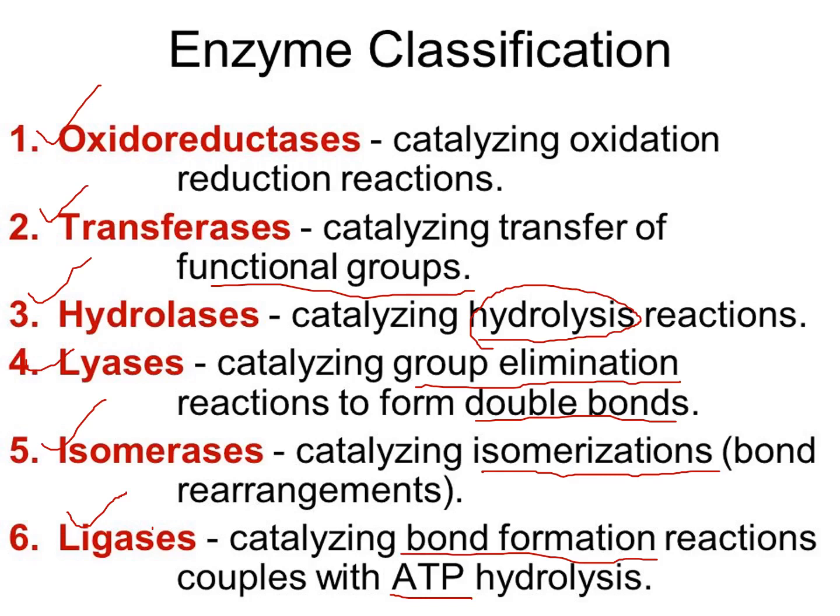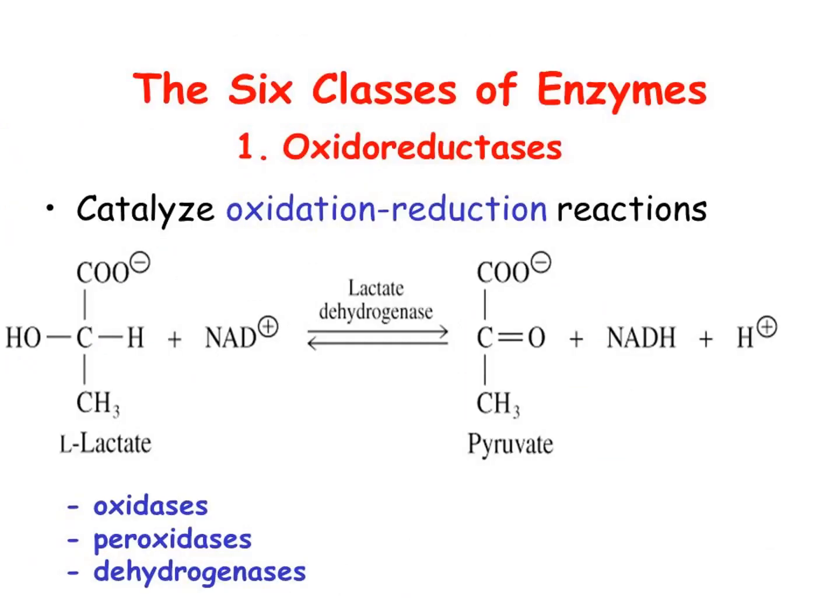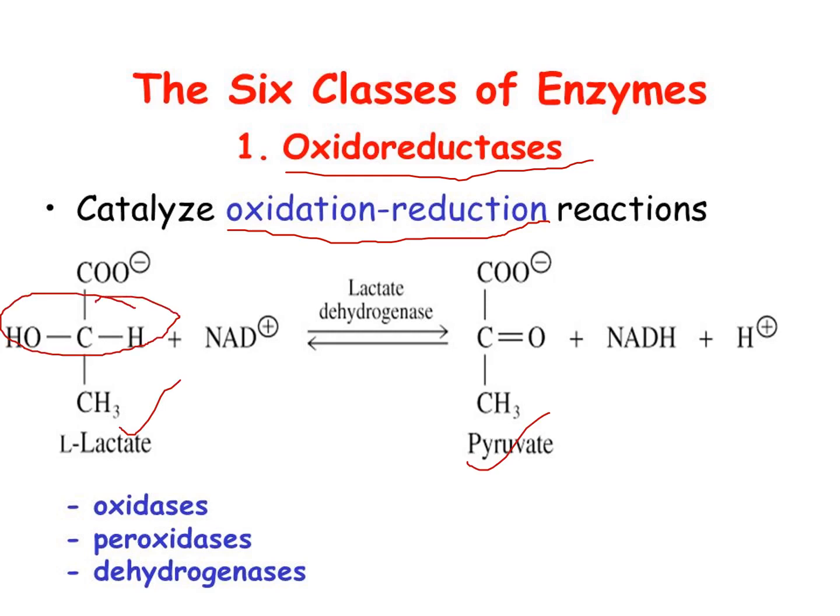So here you can see the first class of enzymes, that is oxidoreductases. As I have mentioned in the previous slide, these are the enzymes which will catalyze the oxidation and reduction reactions. If you see the reaction here, the L-lactate is getting converted into pyruvate. If you see the difference in structures of lactate and pyruvate, during this reaction 2 hydrogens are removed, converting lactate to pyruvate. Here the enzyme being used is the lactate dehydrogenase.